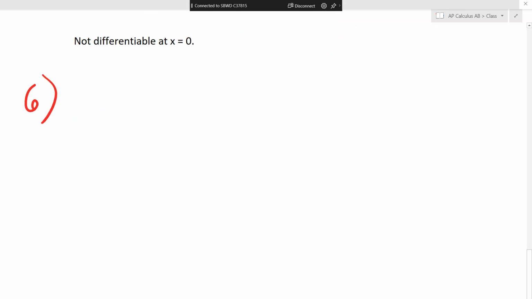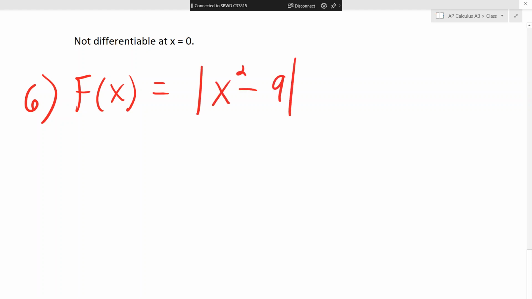Number 6 could be f of x equals the absolute value of something weird. You know, with continuity, we also had piecewise functions. We're going to see piecewise functions in here too. That's what kind of questions pop up. So we'll go over a couple of those.